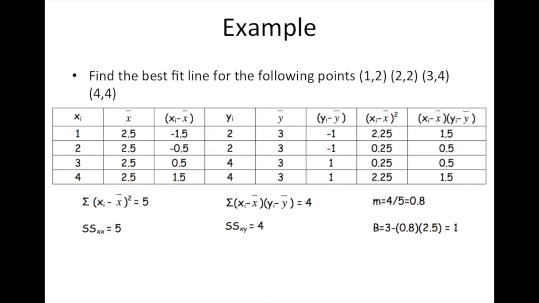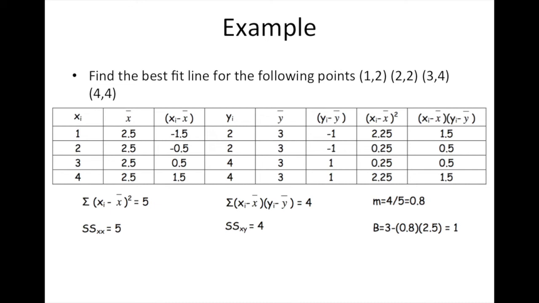Then calculate the square of x minus x bar, which comes out to be 2.25, 0.25, 0.25, and 2.25. Last but not least, calculate x minus x bar multiplied with y minus y bar, and it comes out to be 1.5, 0.5, 0.5, and 1.5.